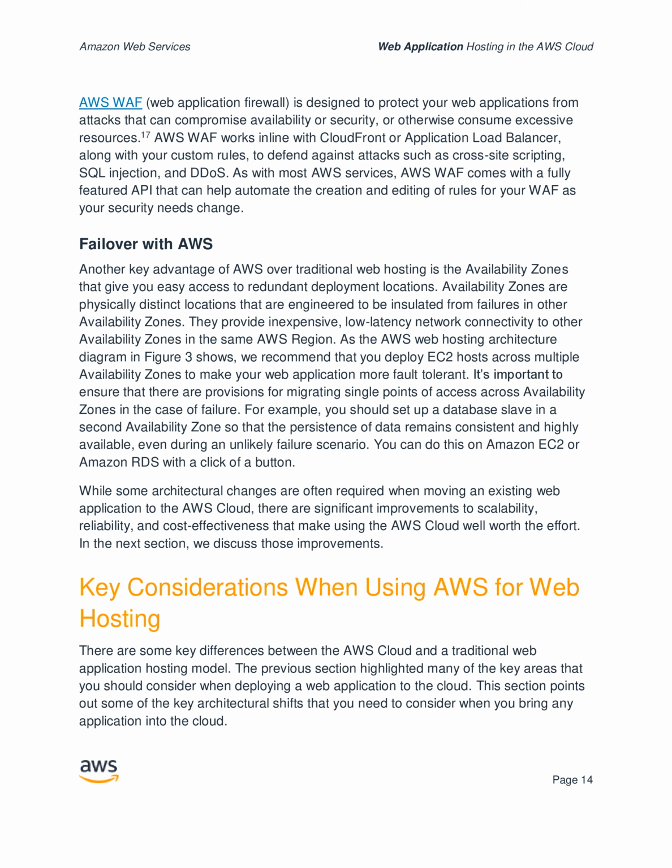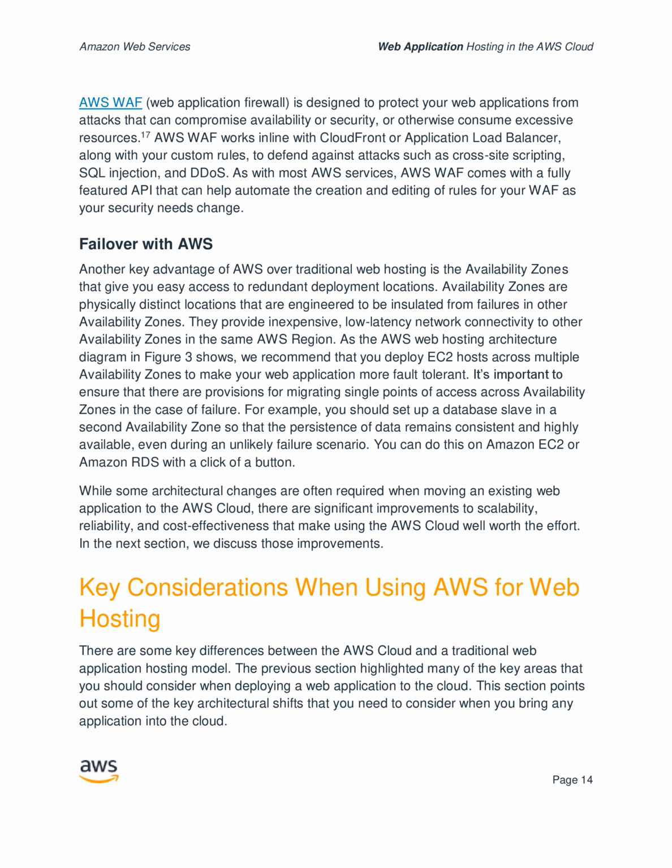AWS WAF, Web Application Firewall, is designed to protect your web applications from attacks that can compromise availability or security, or otherwise consume excessive resources. AWS WAF works in line with CloudFront or Application Load Balancer, along with your custom rules, to defend against attacks such as cross-site scripting, SQL injection, and DDoS. As with most AWS services, AWS WAF comes with a fully featured API that can help automate the creation and editing of rules for your WAF as your security needs change.